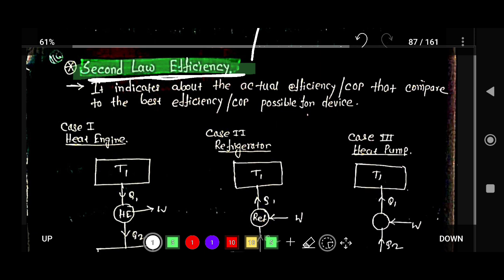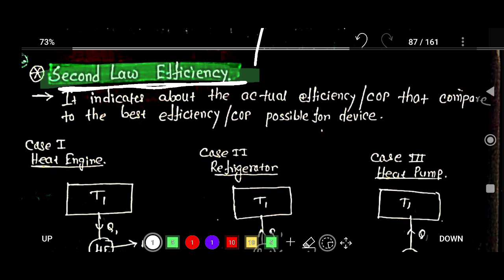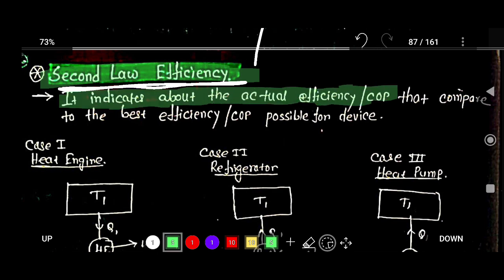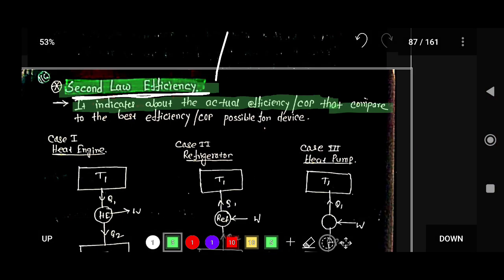Second law efficiency is basically the ratio of the actual efficiency to the maximum efficiency. It indicates the actual efficiency, or if there is a refrigerator or heat pump, there is a COP, and that is compared to the best efficiency or COP for such devices. So it is the ratio of actual efficiency or COP to the maximum efficiency or COP.